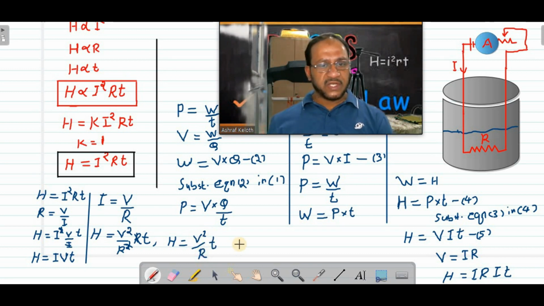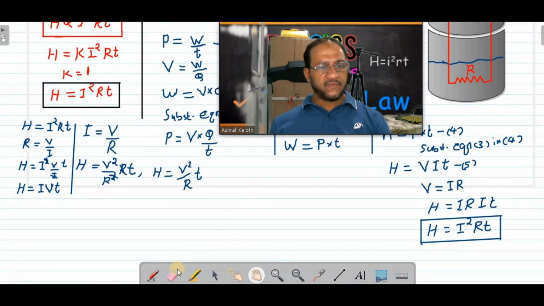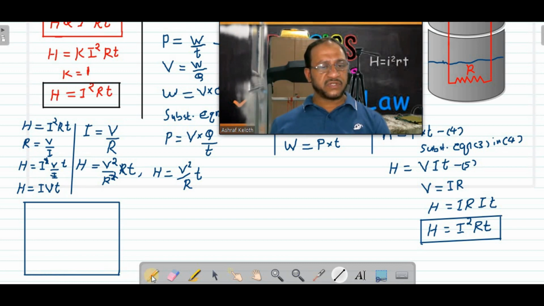So all of you write these 3 equations in a box. These 3 equations you can use for finding the heat energy in a circuit. In exam, according to the question, you have to apply the equations. If current and resistance are given, which equation you will use? I square RT. If voltage and current are given, potential difference and current are given, which equation? IVT. And if voltage and resistance are given, V square by R into T. So 3 equations are there.